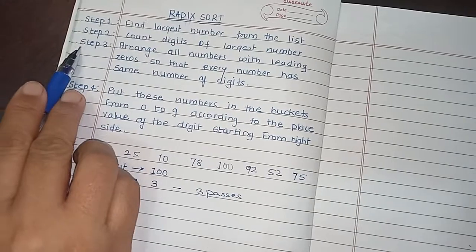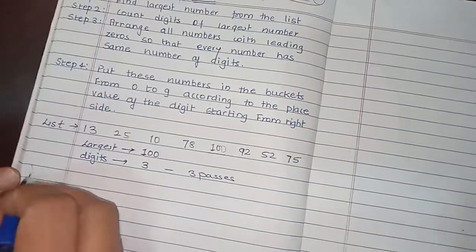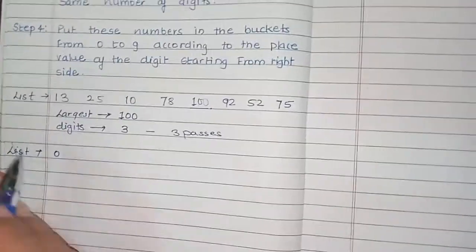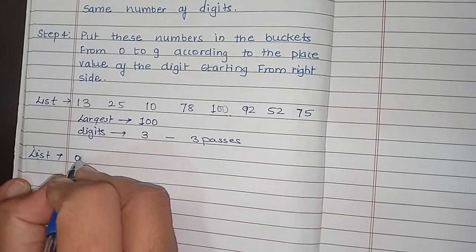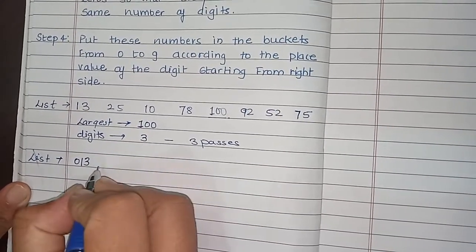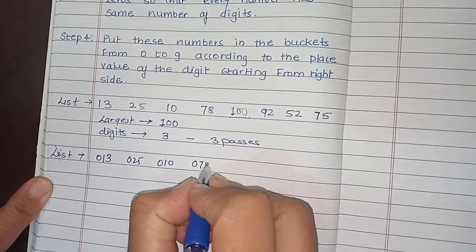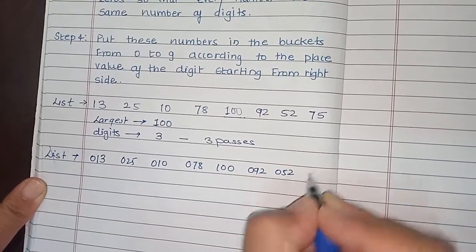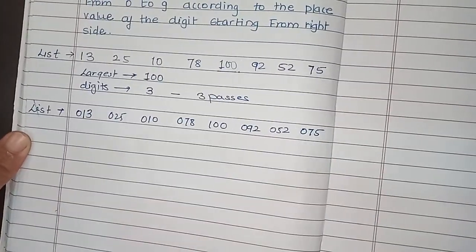Now step 3 says that you have to add some leading zeros. Then the list will become, after adding the leading zeros, since 3 digits are there in the largest number, you will add 1 leading zero because every other number is of 2 digits. So 013, 025, 010, 078, 100, 092, 052 and 075. So this is your list then.